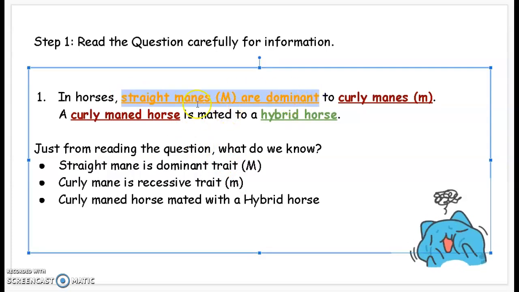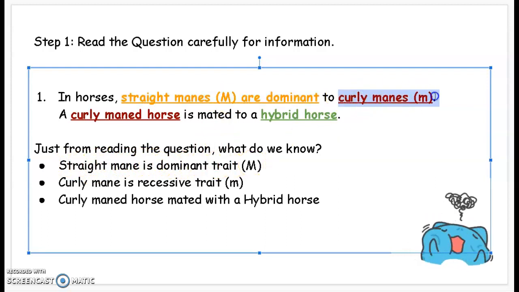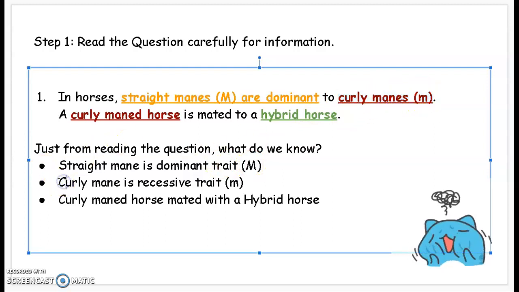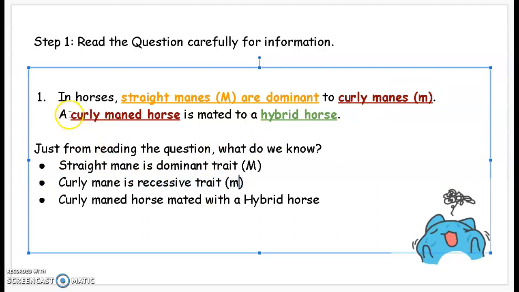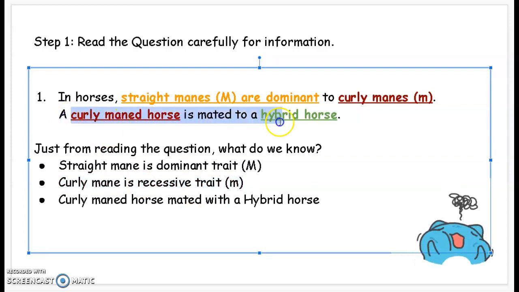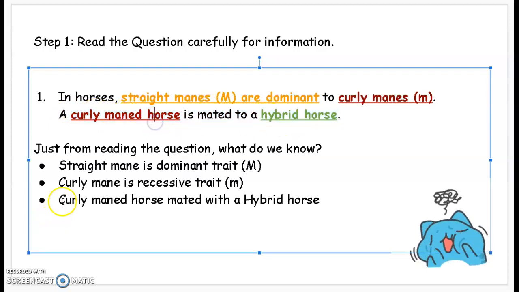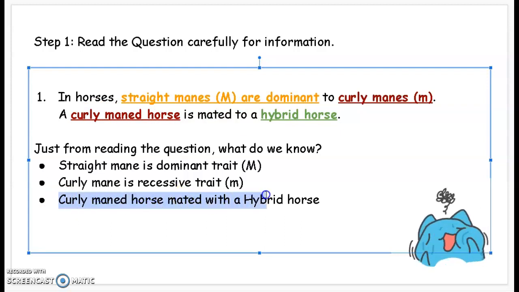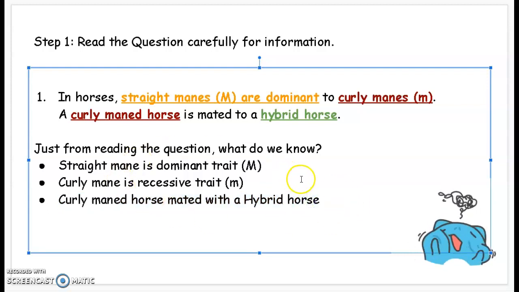Right there, we know straight manes represented by capital M, dominant. Straight mane is dominant trait, capital M. Curly mane is recessive, lowercase m. Now, the question is asking, what is the result of a mating between a curly maned horse to a hybrid horse? And so, curly maned horse mated with a hybrid horse. Step 1, finish. That is all the information we need now.